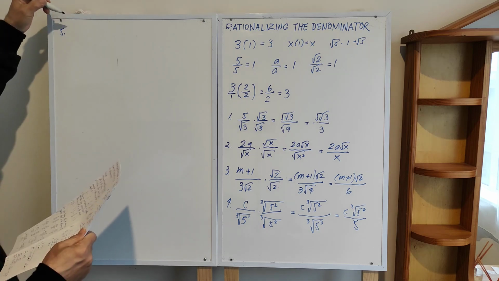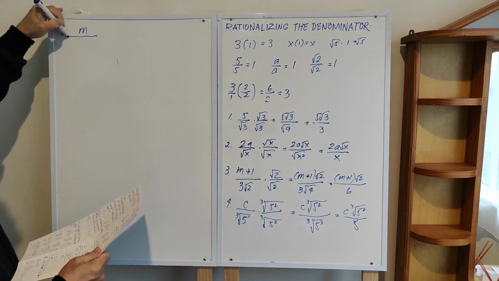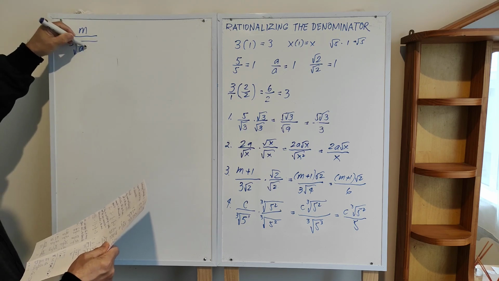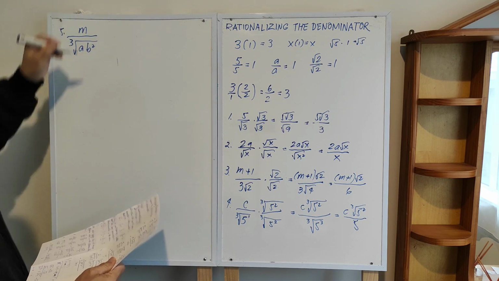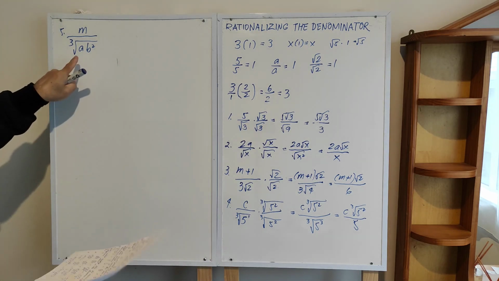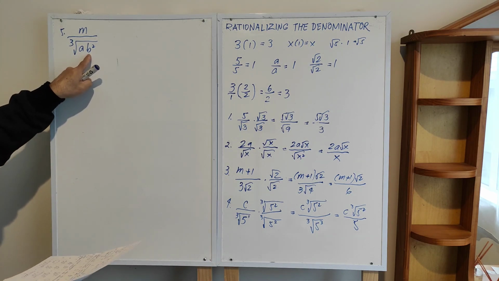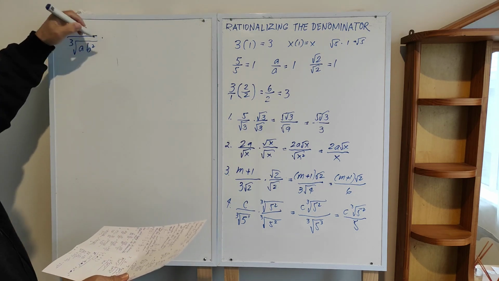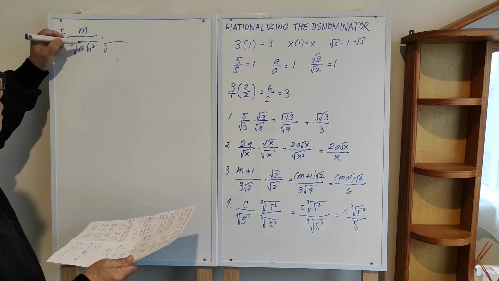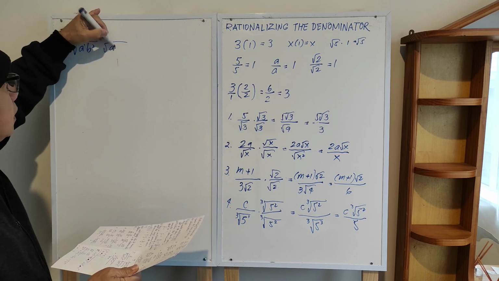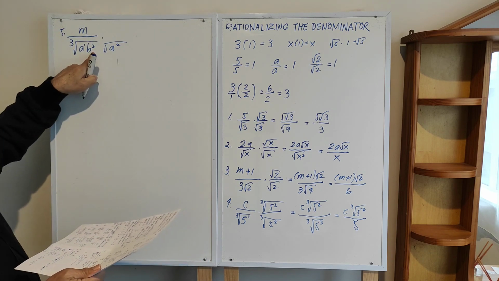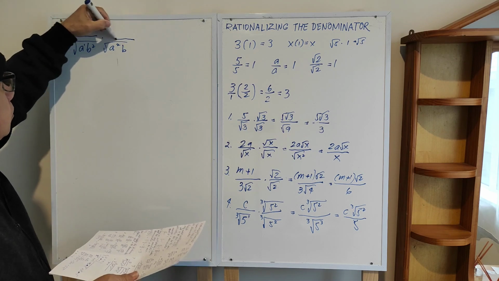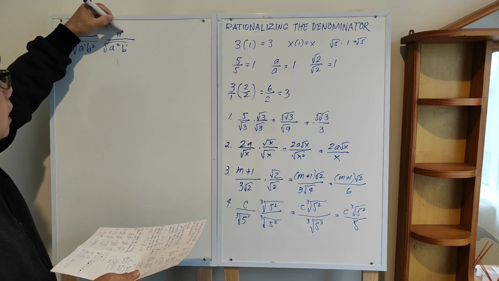Sometimes there's a combination, like for example, m over the cube root of ab squared. In here, we want them both to become cubes so that it will cancel out the cube root. So what we need to multiply with that one is, this is a to the first power, so we need a squared. This is b squared already, so we only need b to make it into a cube, b to the first power.